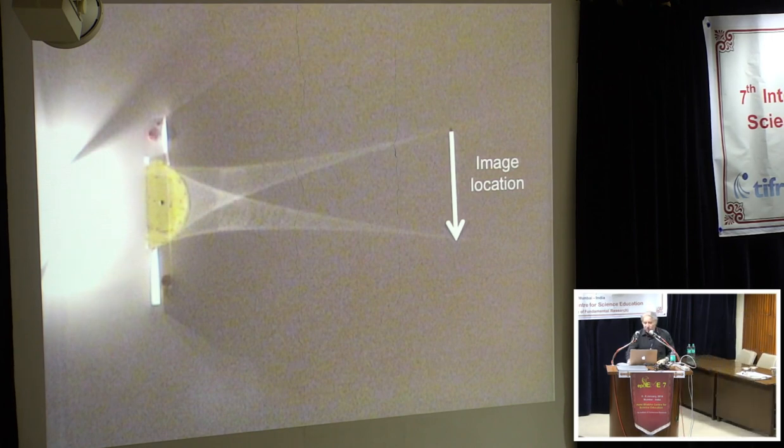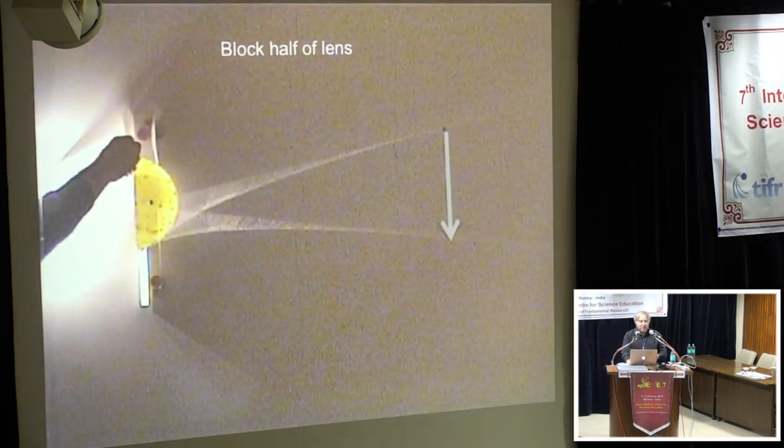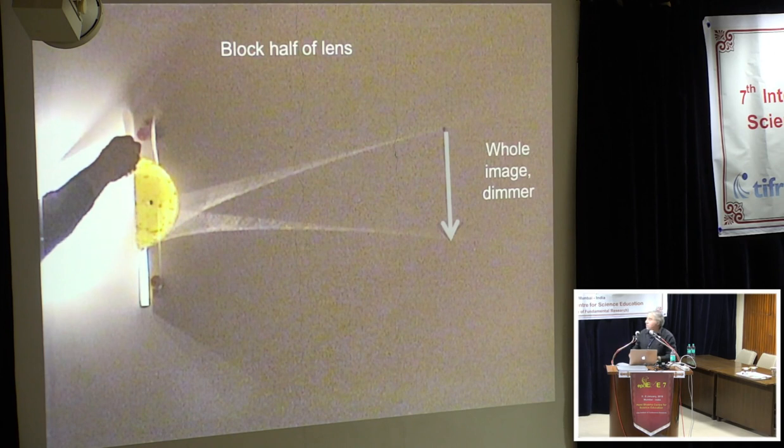So let me show you what this looks like. I would have asked you to make predictions and so on. This is what it looks like. And you can see that the whole image is still there. Still light coming up like this and like that. It's only the bottom half of the lens that's doing it. And the image is the same, but it's not as bright.